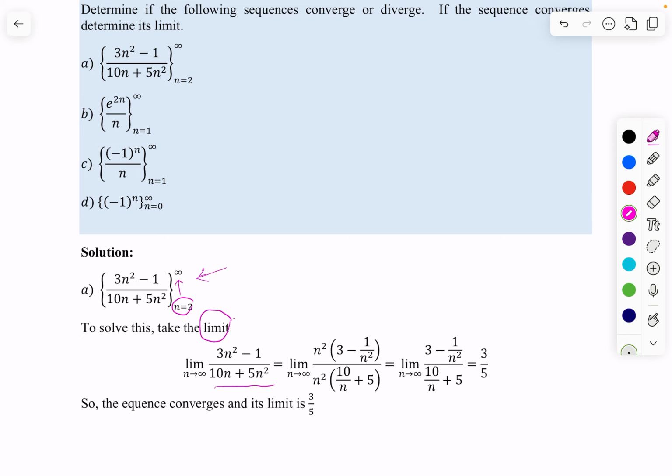To find the limit, at first you might want to directly plug in the value of n with infinity. If you do, you would get 3 multiplied by infinity square minus 1, which is also infinity, divided by the denominator 10 multiplied by infinity plus 5 infinity square, which is also infinity. So this is infinity over infinity. It gives you an indeterminate form.